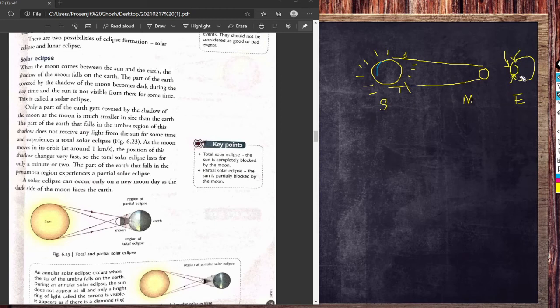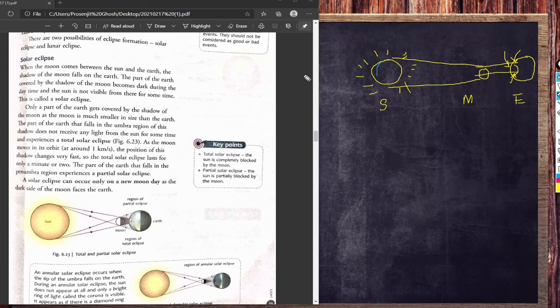But for the other regions, what will happen? The regions very close to the main region will experience a partial solar eclipse, because they will receive partial light of the sun. About 50% of the sun's light will reach that region, so they will experience a partial solar eclipse with the same position. So that is all about the solar eclipse.